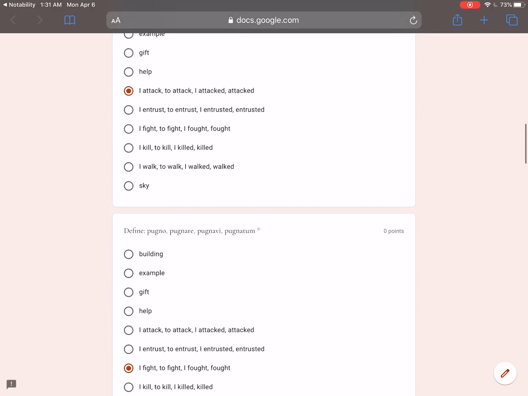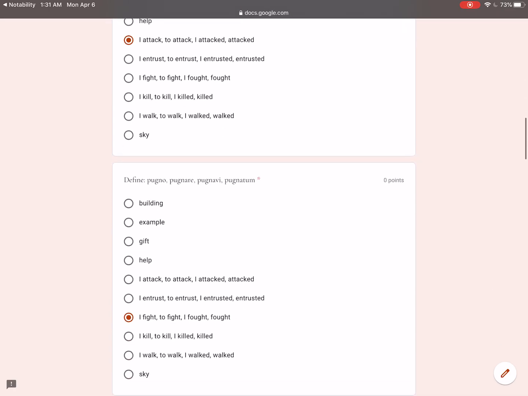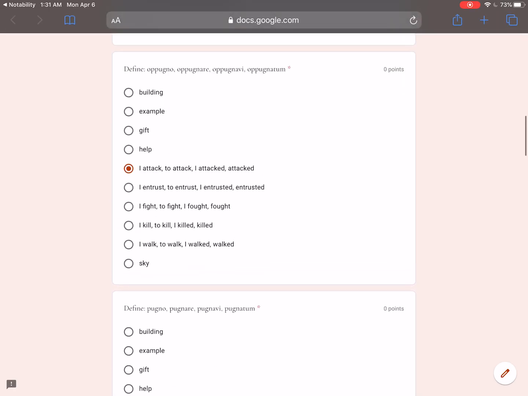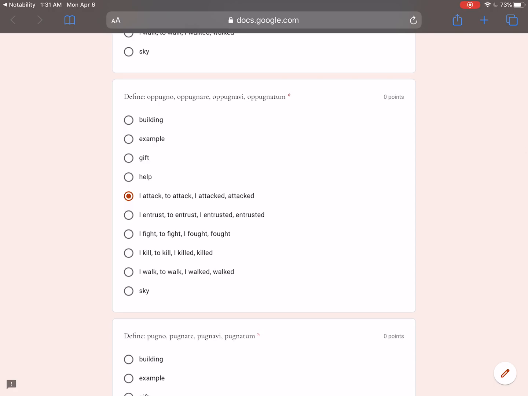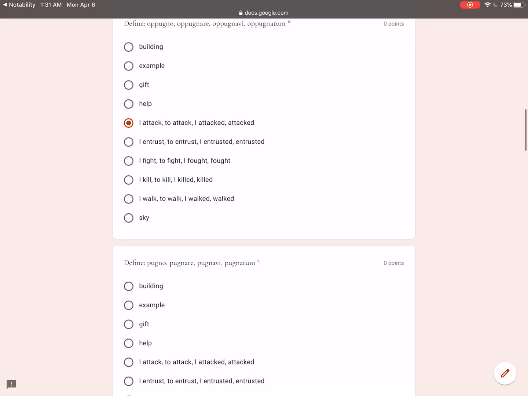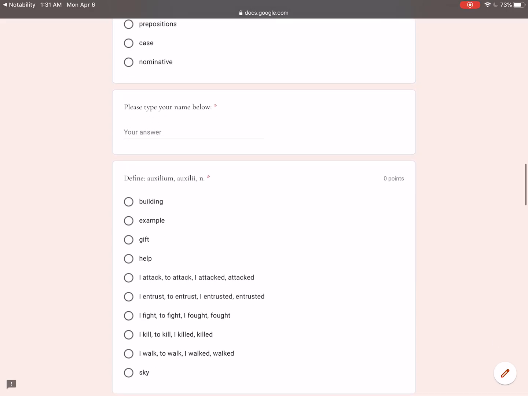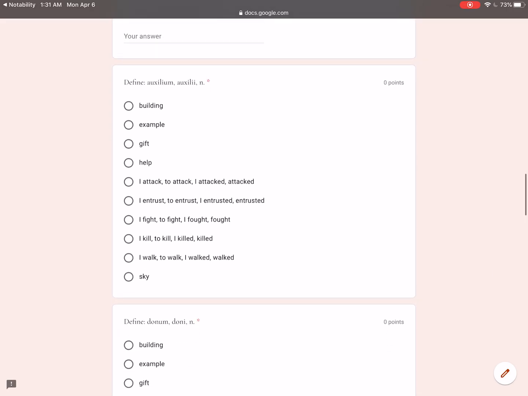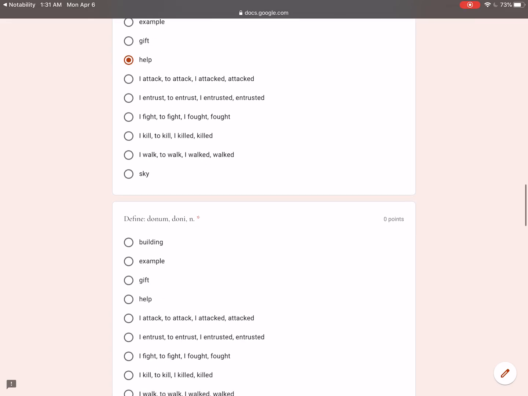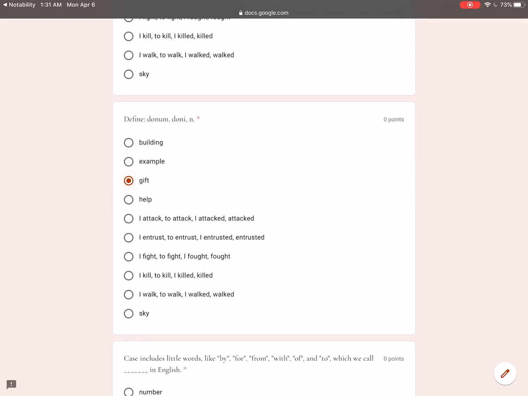And the way you can kind of tell these two apart, alright, pugno, pugnare, it just means to fight. Now, attacking is a little more aggressive, so if you look at oppugno over here, it's got more in the word. So you can think of it as more aggressive, more letters, right? Oppugno, attack, simply pugno is just to fight. Okay, next. The last gender we'll talk about is neuter. Alright, we'll skip the name below because you already know that I am Robot Magistra. Okay, define auxilium, auxilii, that's help. Okay, donum, doni, it's gift.